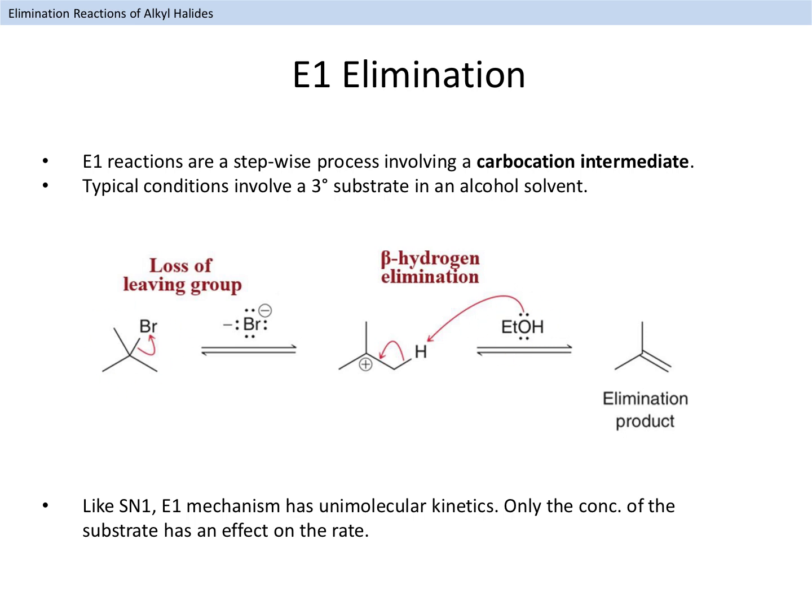As is shown in the above example, the E1 process begins with the loss of the leaving group, resulting in the formation of a carbocation intermediate. This intermediate is then followed by the elimination of a beta hydrogen, facilitated by the solvent, to form the final alkene product. Because the SN1 and E1 mechanisms have the same first step, these reactions often accompany one another. Let's see how that works on the next page.